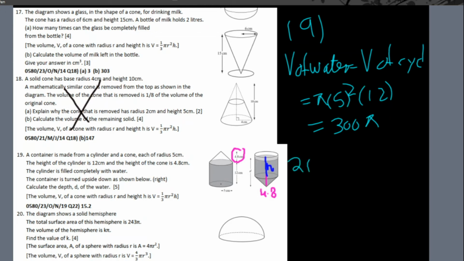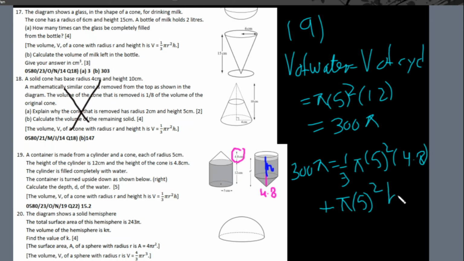So volume equals 300 pi, which is equal to the volume of the cone, 1 over 3 pi times radius 5 squared times 4.8, plus pi r square h, the volume of the remaining cylinder which has water in it. We don't know the value of h and we need to make h the subject.